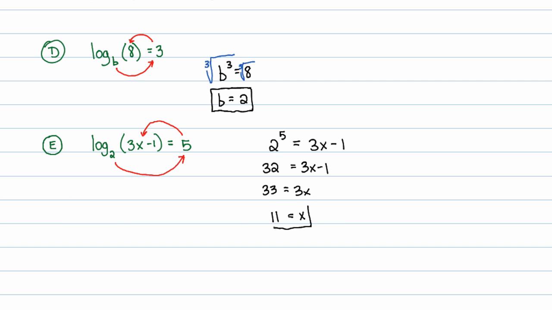Again, check for realism. One thing I know is that the interior, or the argument, or the input of a logarithm must be positive. So always check to make sure. So check for positivity. Okay, so let's see, plug in 11, you get 33, minus 1 is 32. Okay, that's good enough for me. It's positive, I'm okay.